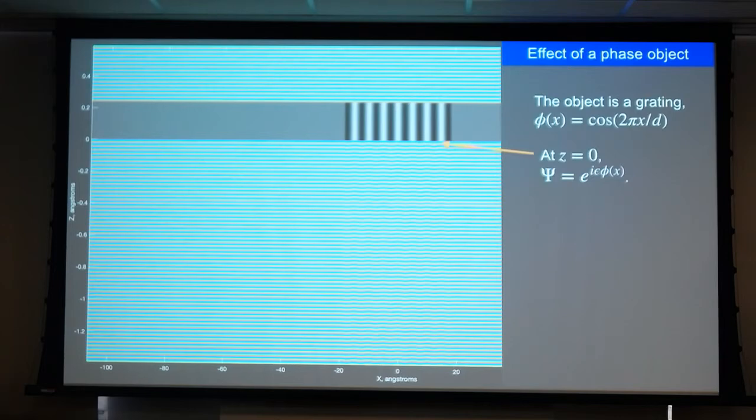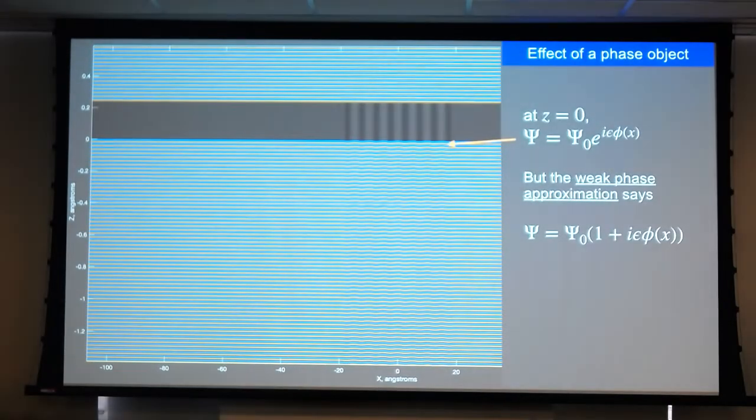So this is a simulation where I introduced a fairly small phase shift in the electron waves, and the big question is, what's going to happen to these electron waves as they propagate down away from the gradient? So right below my phase object, my electron wave is the original electron wave multiplied by a phase factor, e to the i epsilon phi of x, and this phi of x is going to be a cosine, a phase gradient.